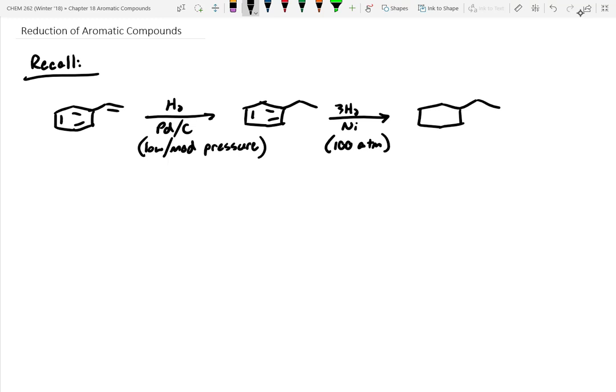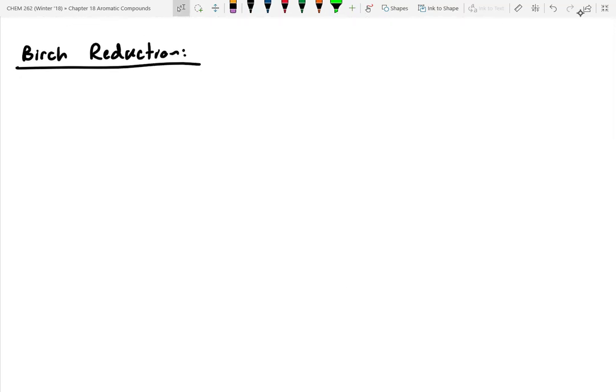However, we can do a partial reduction. And this is known as the Birch reduction. And so we don't take it all the way to the cyclohexane, we instead reduce one of the double bonds instead. And in order to do a Birch reduction, you first need an aromatic starting material. And then you treat it with elemental sodium. So it's sodium with that zero sign, meaning it's a metal. You run this in some sort of alcohol solvent like methanol. Sometimes you even see ammonia used. It doesn't matter too much. And oftentimes you see it as a mixture of methanol and ammonia.